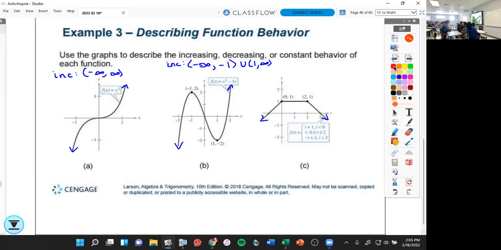Is this graph ever decreasing? Yes. With what kind of marks? Parentheses. Is it ever constant? No. Number 2, are we increasing? Yes.